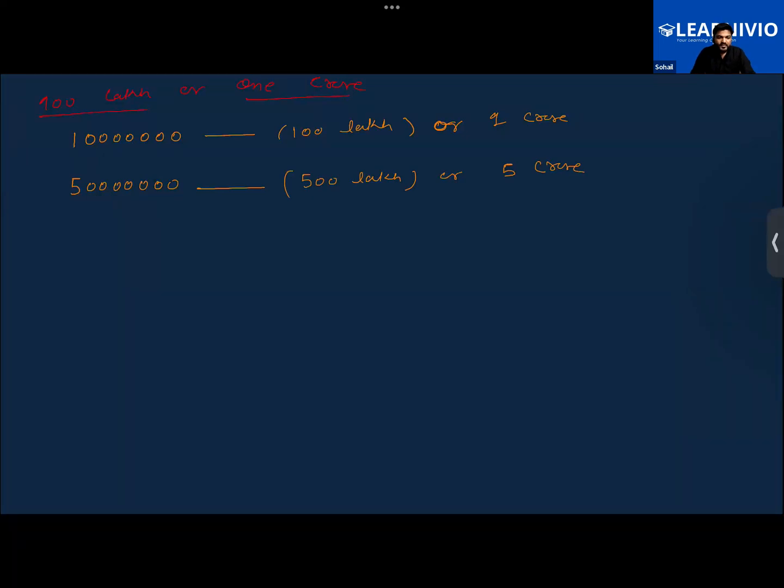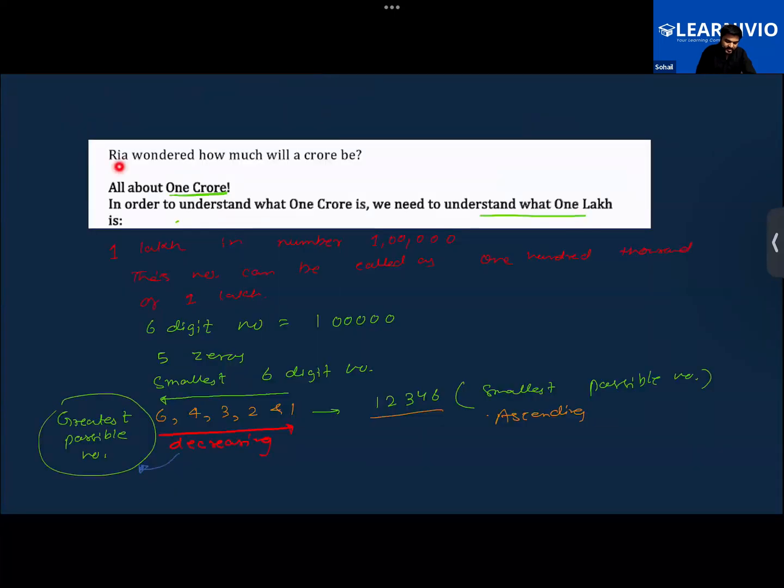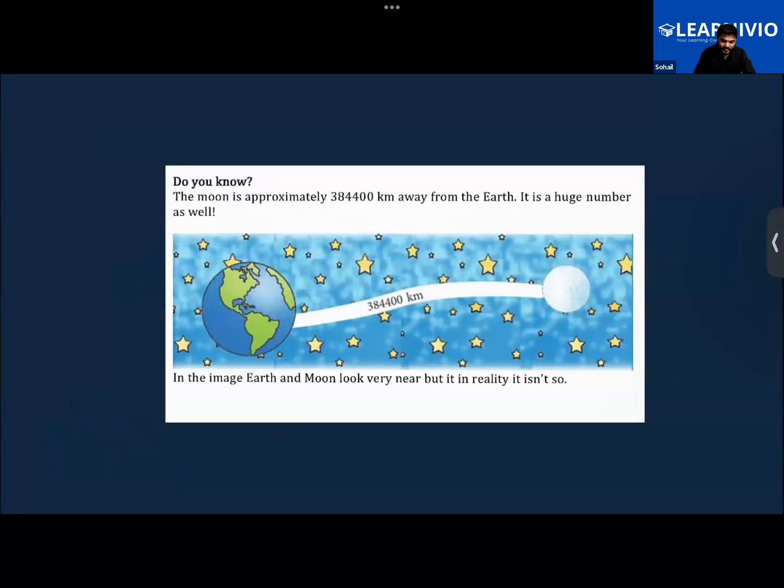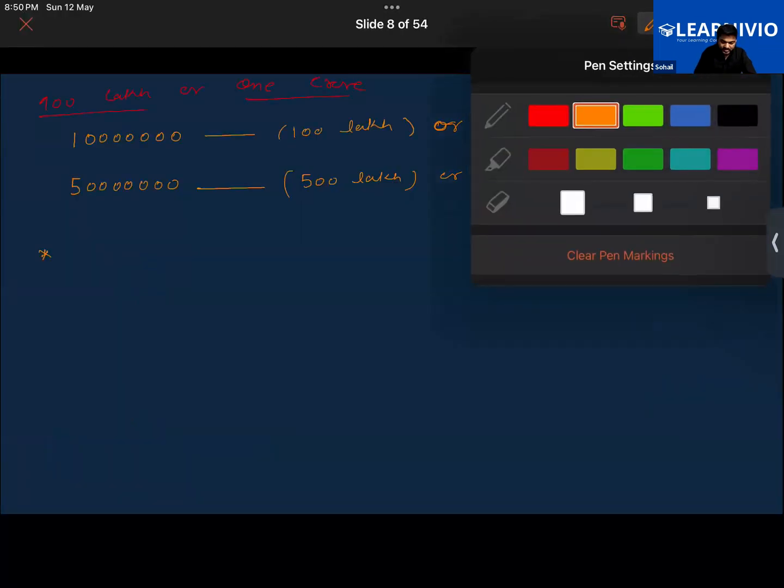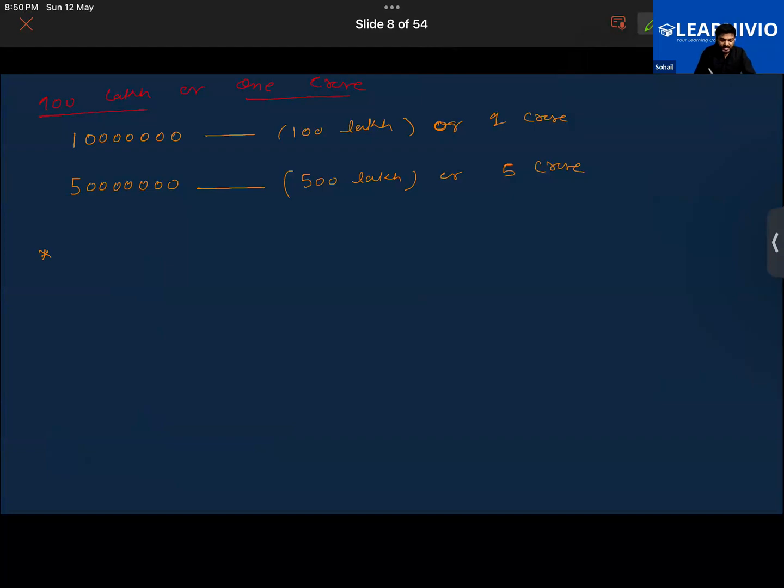So what we have concluded here is that moments ago Ria was trying to understand about 1 crore. How much will 1 crore be? So we have established this relation: 1 crore is the number 1 with 7 zeros. Let me write it over here. 1 crore is the number 1 along with how many zeros? 7 zeros. Or we can call it 100 lakh.